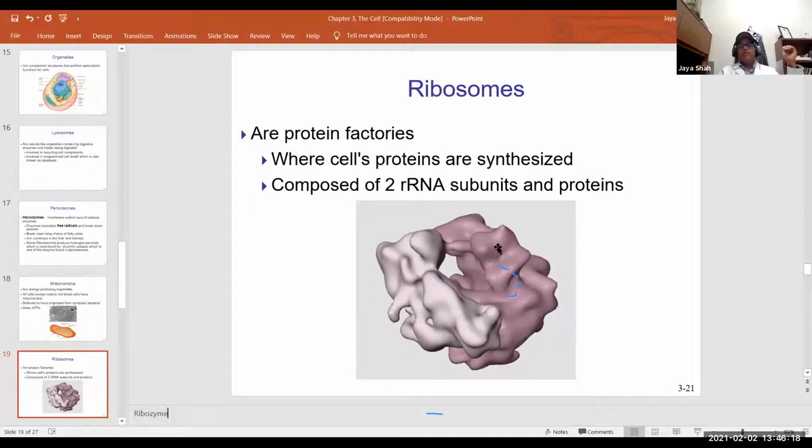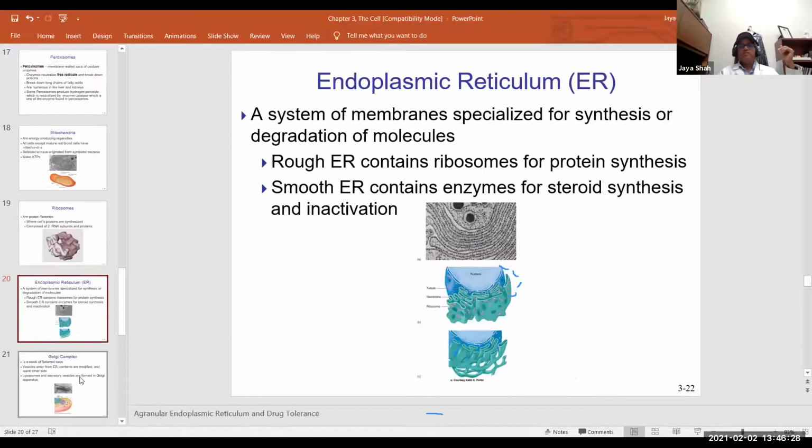When these two units are separate, they are non-functional. But when they bind, that's the time it synthesizes protein. And we're going to talk about steps of protein synthesis.